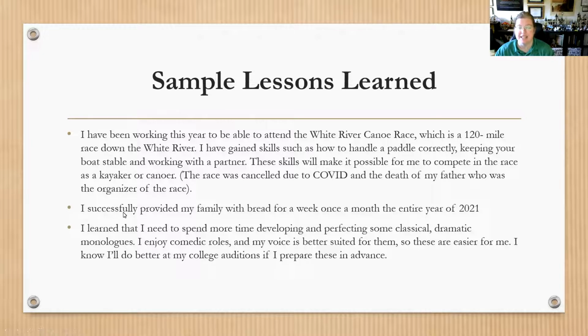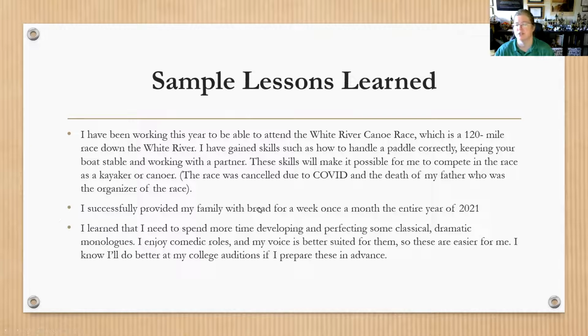The next sentence: "I successfully provided my family with bread for a week, once a month for the entire year of 2021." This individual's project was baking, food and nutrition. However, is this exactly a lesson? This is more of an outcome rather than a lesson. So we're wanting to see, what did you learn about baking that bread? Yes, you did it for an entire year, but what did you learn about it?